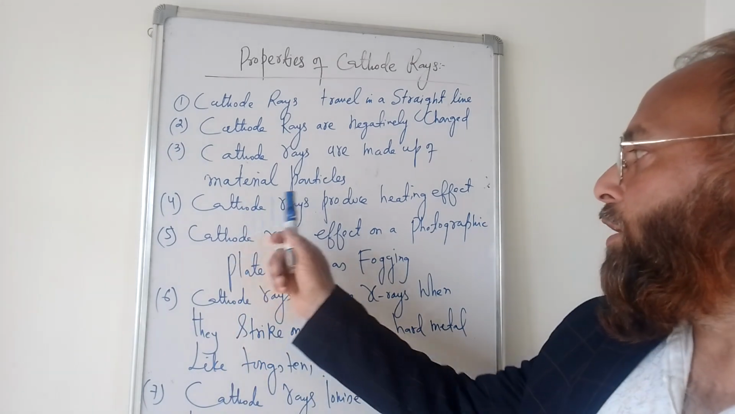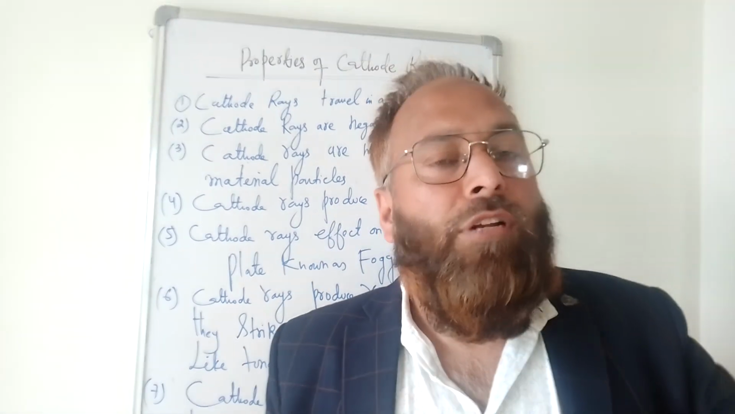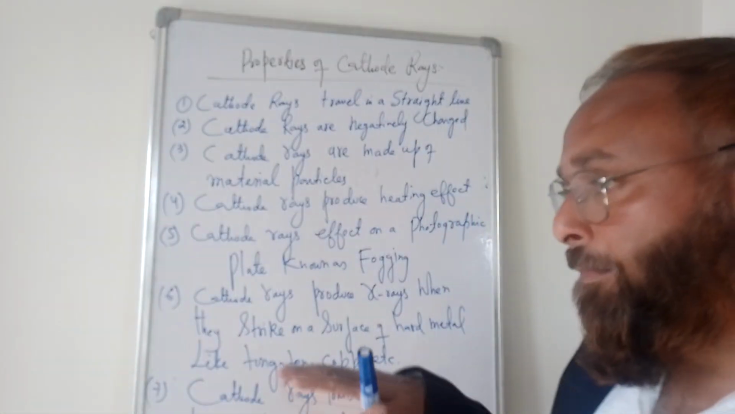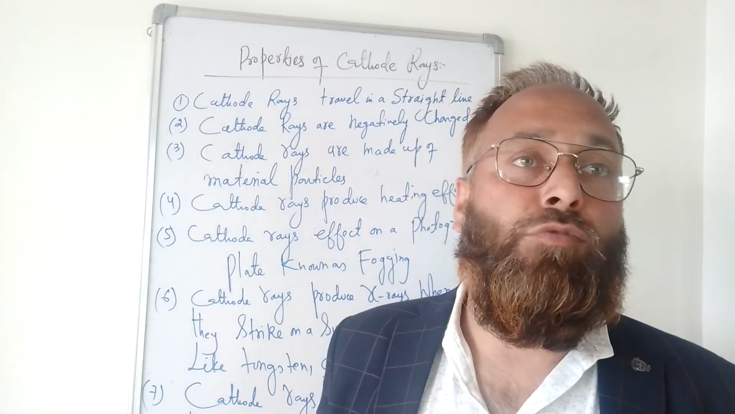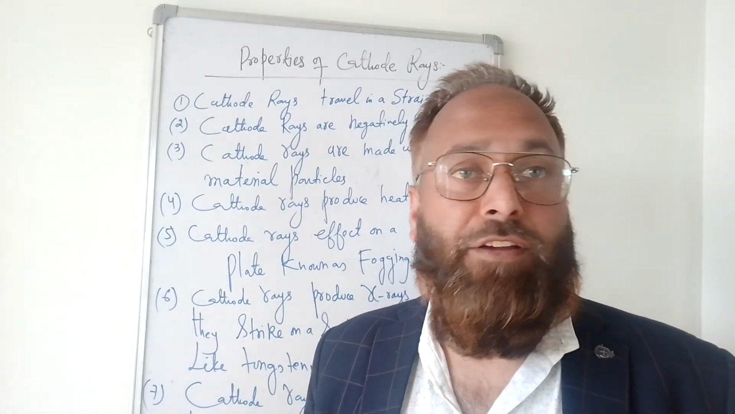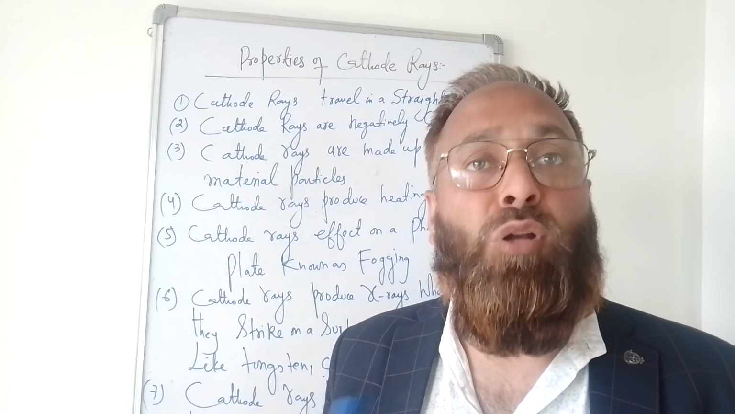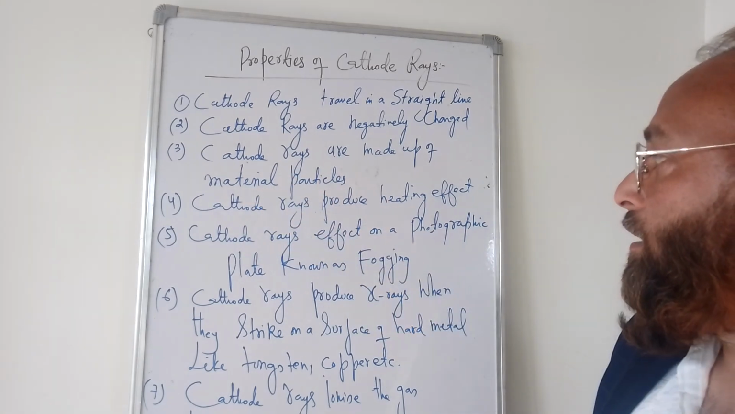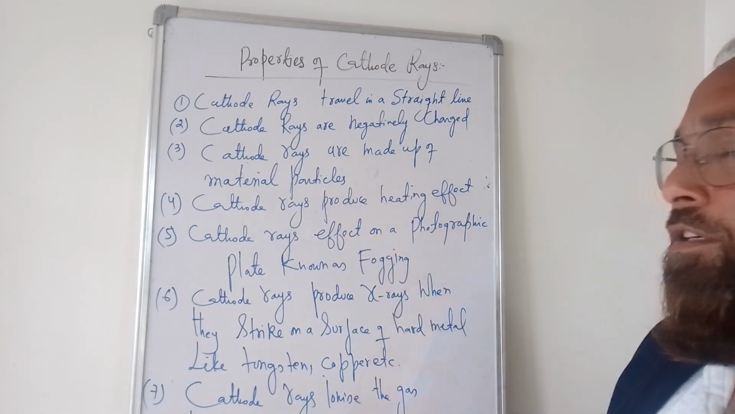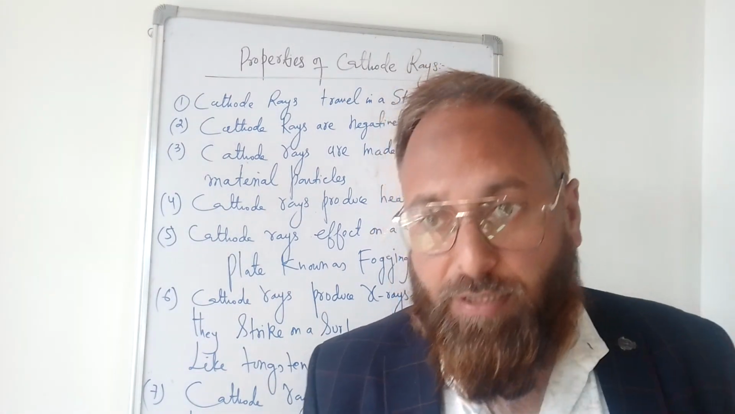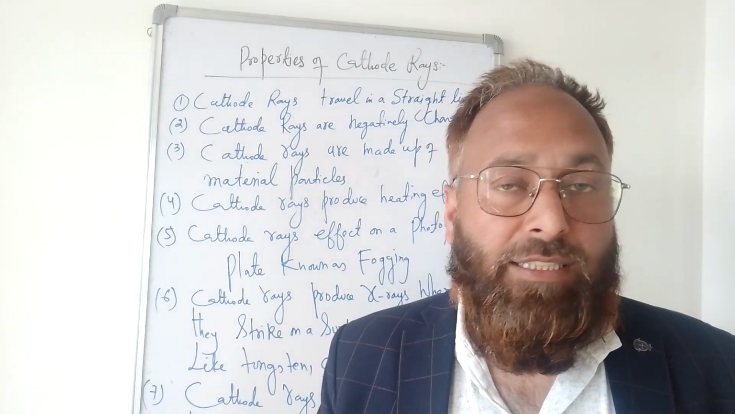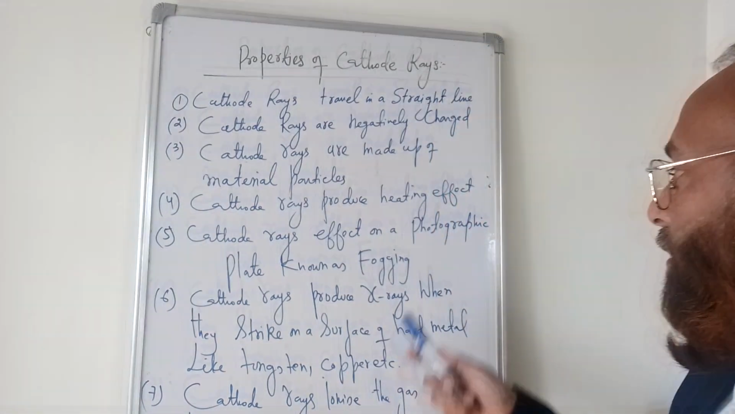Fourth property: cathode rays produce a heating effect. Whenever cathode rays move from cathode to anode and strike the surface of the zinc sulphide plate, they show glowing, and simultaneously they show heating. So it also shows a heating effect.